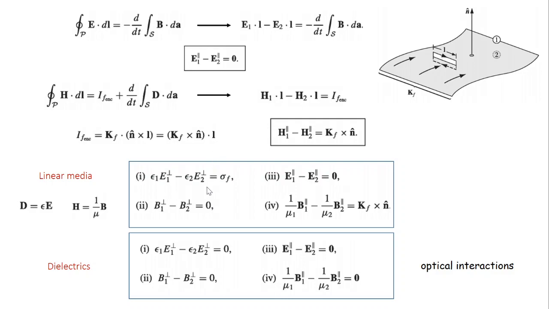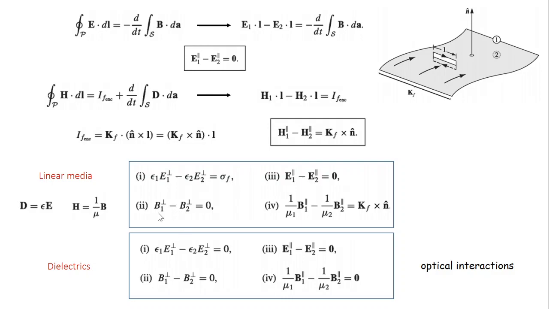Now you can combine this result and write it for the case of linear media. If you recollect, for linear media, displacement field D equal to epsilon E, where epsilon is the permittivity of the material. Similarly, auxiliary field H equal to 1 over mu into B, where mu is the permeability of the material. So the first result we can write as epsilon 1 E1 perpendicular minus epsilon 2 E2 perpendicular equal to sigma_f.